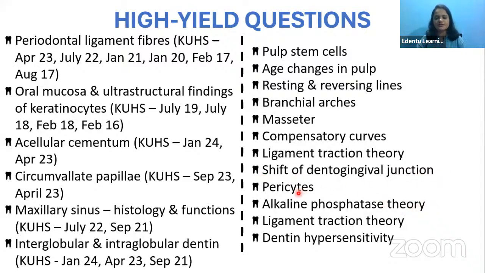Shift of dentogingival junction, pericytes. What are pericytes? That also you should have a look at. It was asked only in one paper, but it was a unique question that is not usually seen. Then dentine hypersensitivity, theories of dentine hypersensitivity also you should have a look at. So these are some of the most important questions that you should look at before going into the examination. If time permits, I will discuss some of these questions either live or in our WhatsApp community.